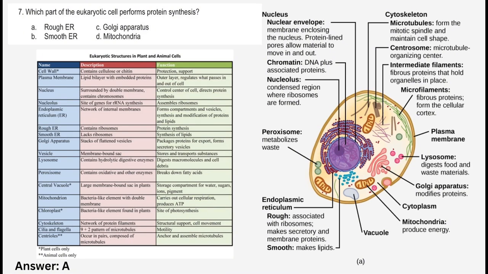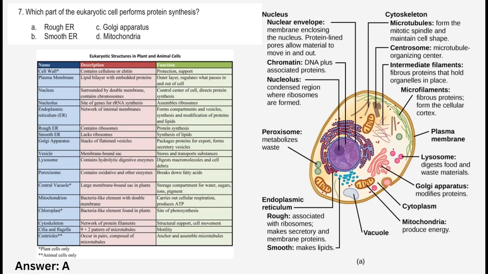Okay? So the answer here will be rough endoplasmic reticulum. Why? What's the reason why that's the best answer? It is because ribosomes are attached to the surface of rough endoplasmic reticulum to synthesize the proteins. Okay? Not necessarily all the time because there are ribosomes that we can see in the cytoplasm, but most of the ribosomes are attached in the rough endoplasmic reticulum. So that will be the best choice that we can choose.